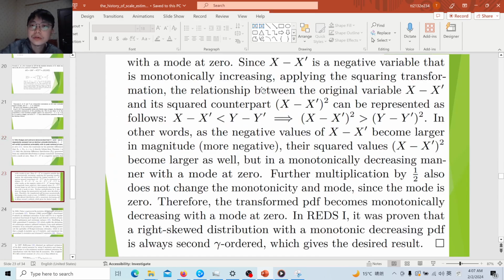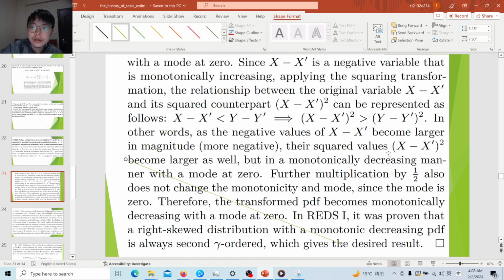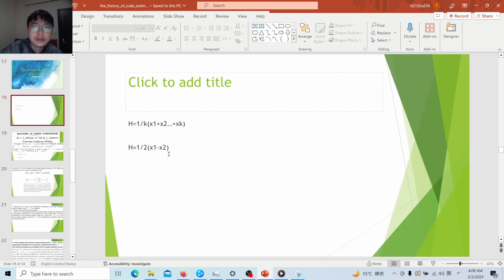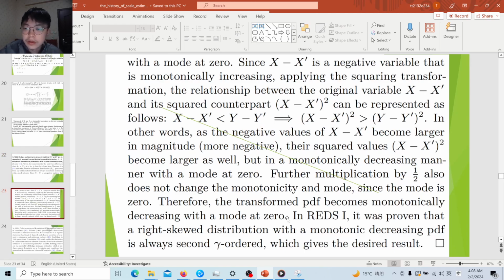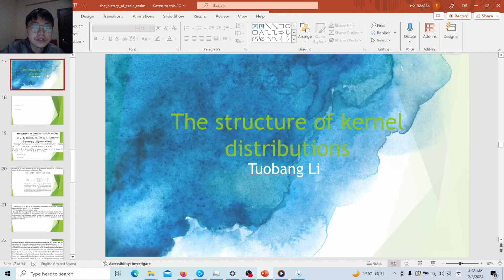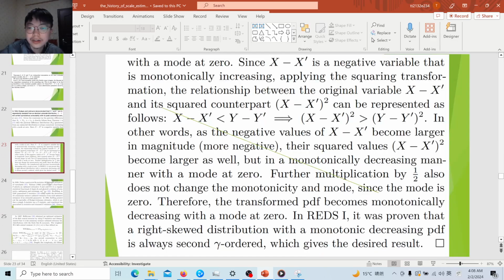Since it is a monotonic increasing distribution, if we square it, it becomes a monotonic decreasing distribution, as shown here. If you multiply all values by half, it will not change the monotonicity, and the mode is 0. Yes, right, the mode is 0. So the standard deviation kernel distribution using this kernel is a monotonic decreasing distribution, and as we showed previously, a monotonic decreasing distribution is always second gamma ordered. Therefore, we can say that the standard deviation kernel distribution is always second gamma ordered.